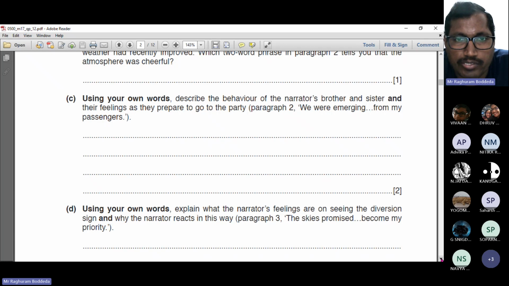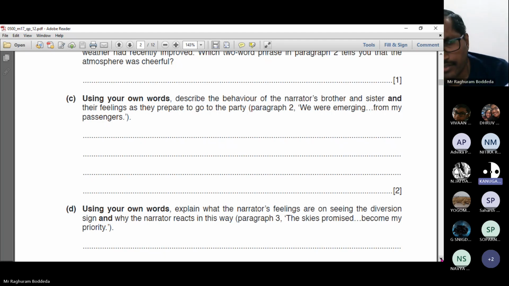What is this paragraph talking about, the behavior of the narrator's brother and sister? I mean, the paragraph itself is talking about the improvement in weather. Okay, improvement in weather. Because they're talking about not only the brother and even the sister and their feelings about preparing to go to the party. So how are they feeling? I can see it was vaguely implied when it says determined to enjoy the sudden improvement in weather, line 10, I believe. Okay. So it vaguely implies that they're feeling like they're trying to feel happy, but other than that, I don't see anything else.